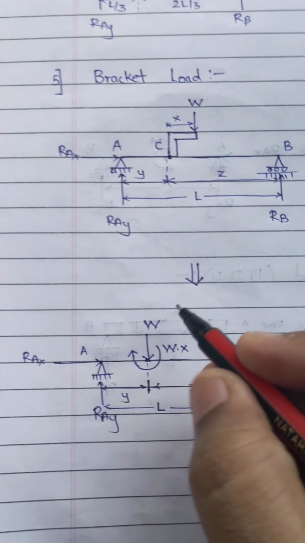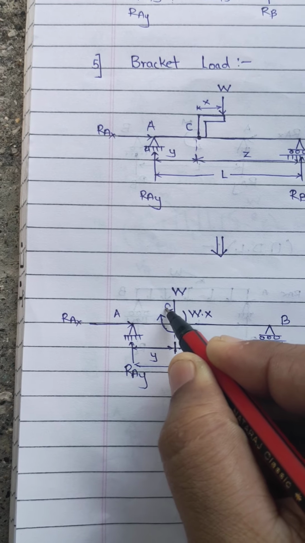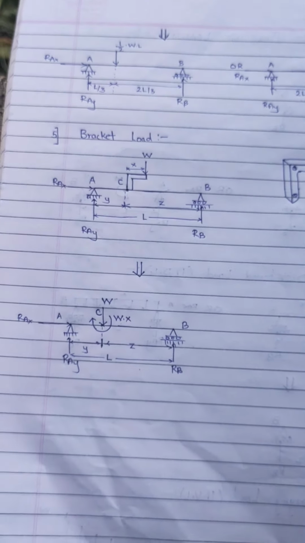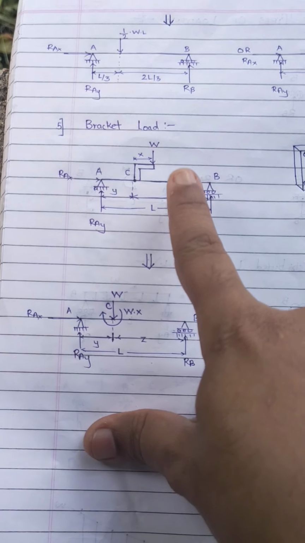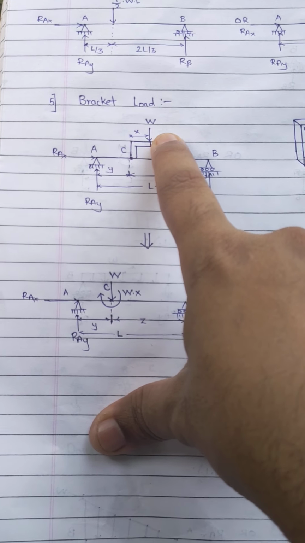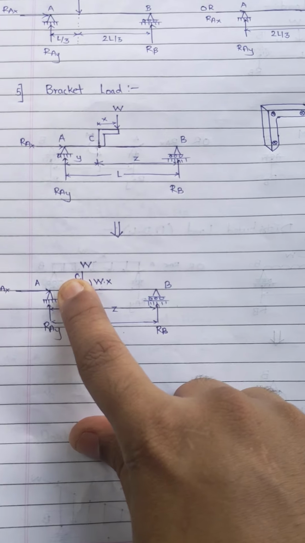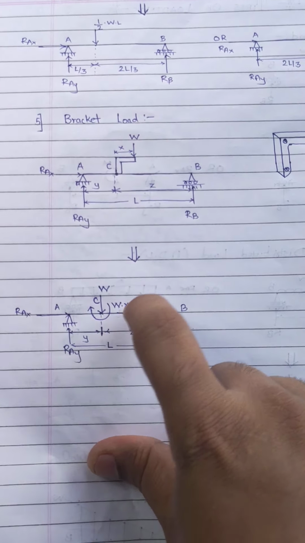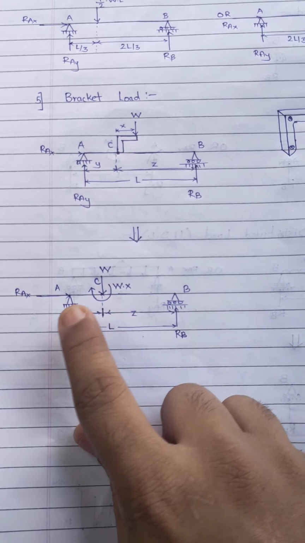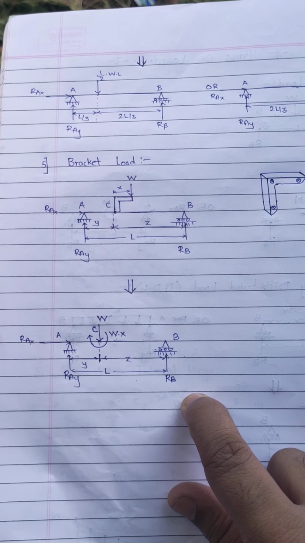So how to convert this load exactly? At this same point, this point name I have not given, so I'll just give a name. Let's say C is the point. At the same point, this bracket load gives you exactly a downward load, that is W, and it is going clockwise about that point. So a clockwise moment, or couple, of value W into X. So this moment value will be WX, and later on you can find out the support reactions, which I'll be explaining in the next lecture.